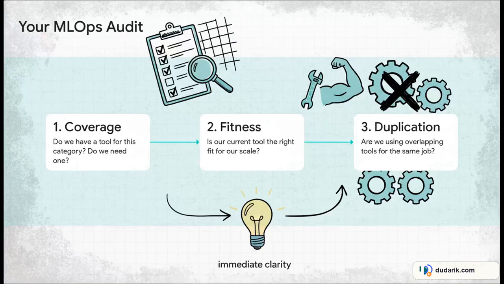For every single one of those 25 categories on the awesome MLOps list, you and your team just ask these 3 questions. 1. Do we have this covered? And if not, do we actually need to cover it right now? 2. Is the tool we're using the right fit for our scale today? Not for Google's scale, for our scale. And 3, wait a minute, are we using and maybe even paying for 3 different tools that basically do the same job? This process brings so much clarity so fast.